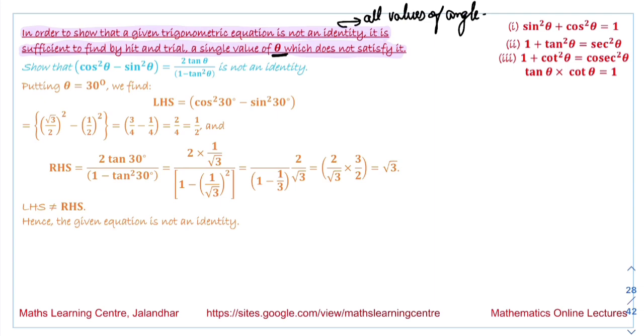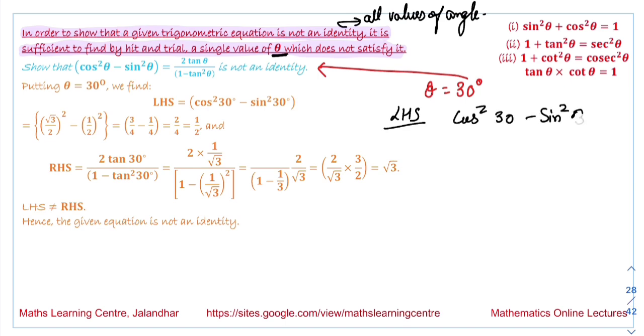To show this, if we put theta equal to 30 degrees in this equation, the values we get, for LHS, we are talking about cos square 30 minus sin square 30. The value of cos 30 is root 3 by 2, squared, minus 1 by 2 squared.